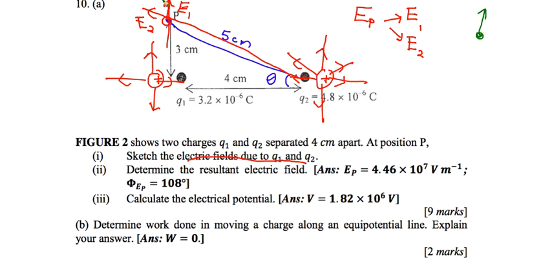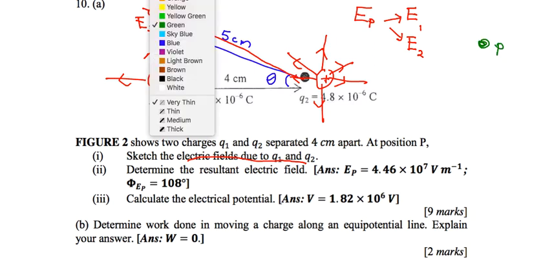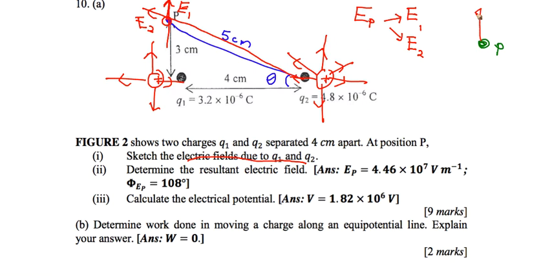Or if you draw a separate diagram, you have a point P, and the direction of E1 on the y-axis is upward, and you have another E to the left here. This is E2, right? So this is the electric field at the point P because of charges Q2 and Q1. And number 2, this means the resultant.